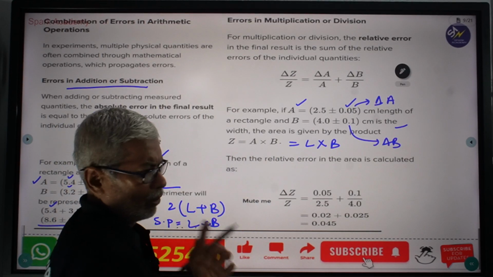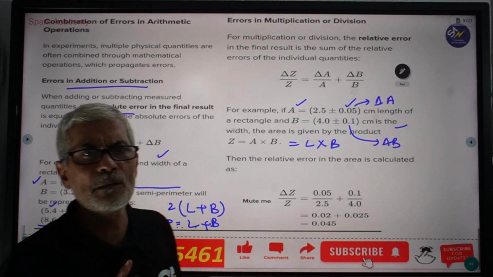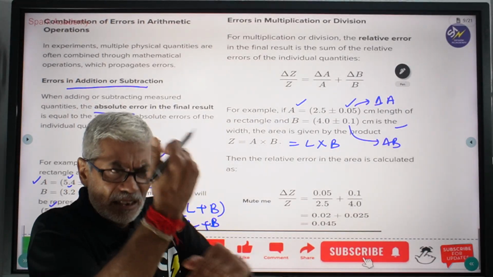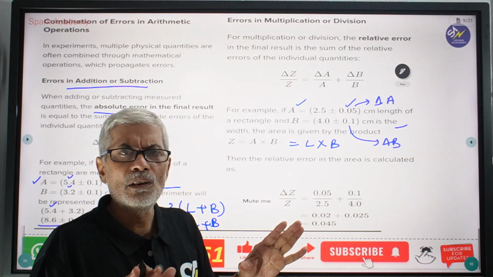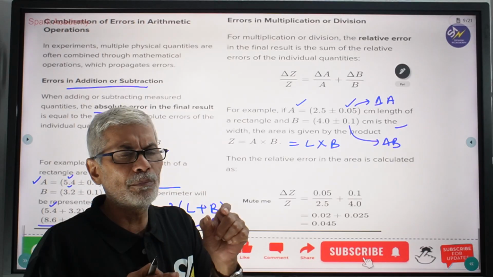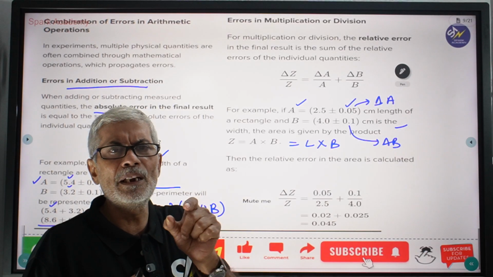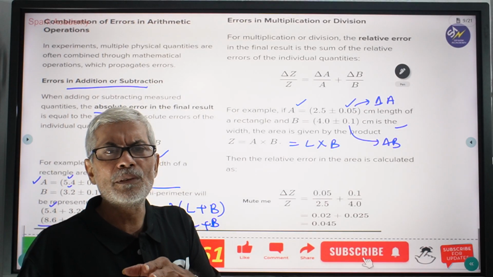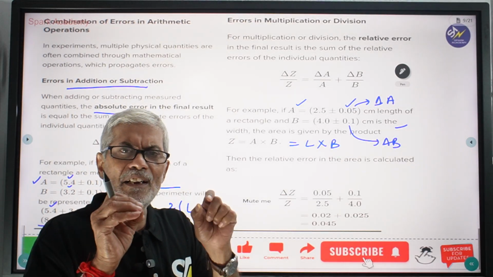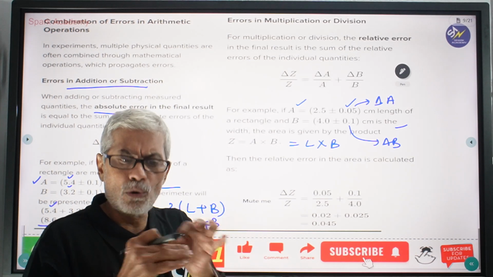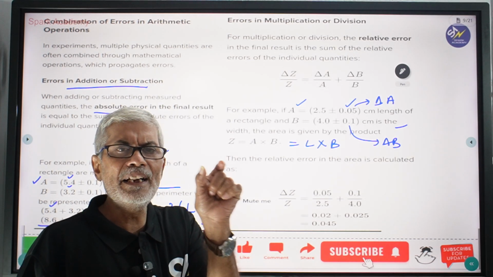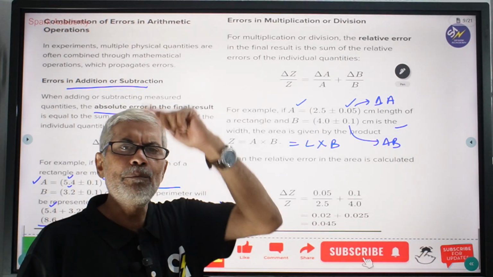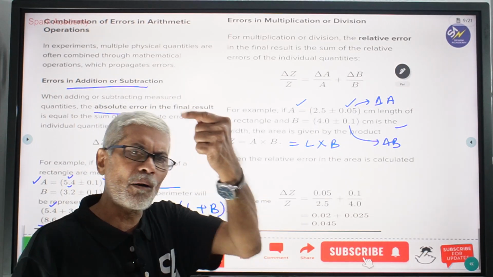So now, one important thing you have to keep in mind: if it is multiplication followed by division, like A cube into B into C cube by D to the power 4 into some Q, don't bother about multiplication, don't bother about division. You treat each one separately, write down the error, and add them. If any power is there, you multiply that power in front.